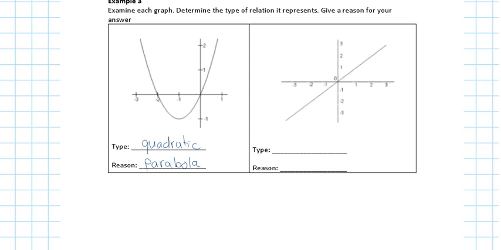All right, how about the next one? Linear, and then it's a straight line. So the type is linear, and the reason is it's a straight line.